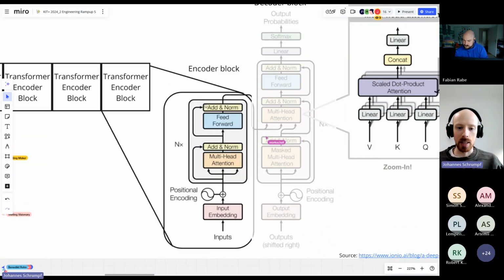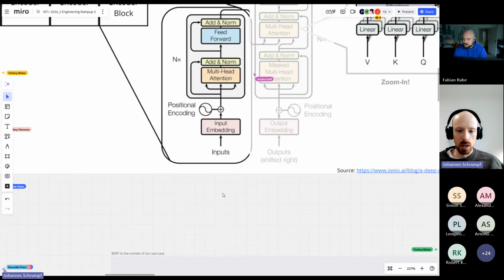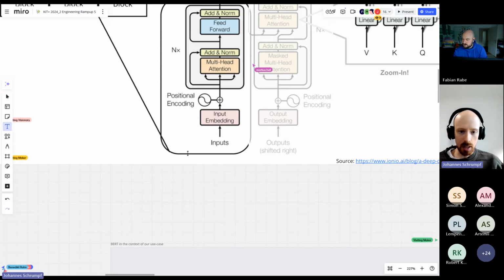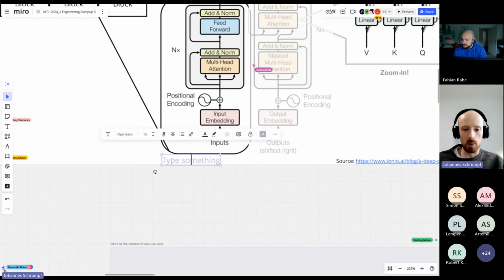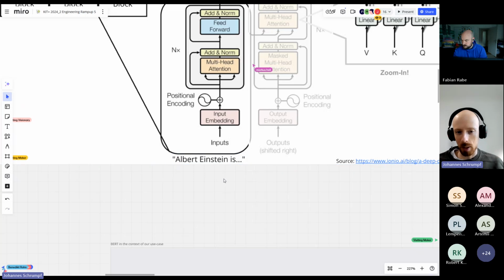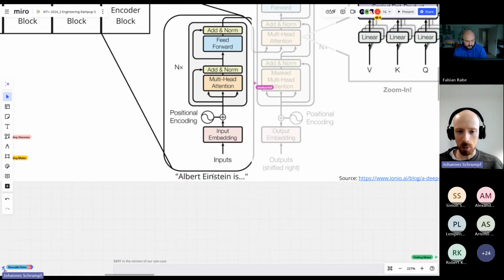Okay, so now we can see this encoder block, and let's go through it once and try to understand what's going on. So we start here at the bottom and we end at the top. And we start with some inputs. In the case of this illustration, these inputs are actually raw text. This could be some fact about Albert Einstein, for example, and this would be an input that we put into the encoder block.